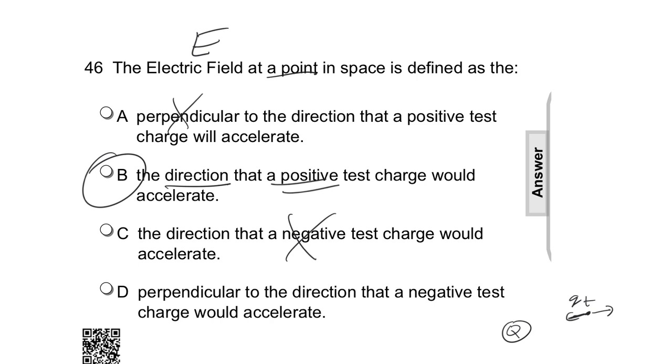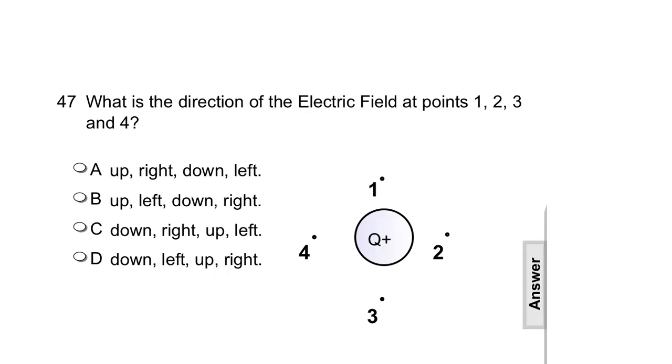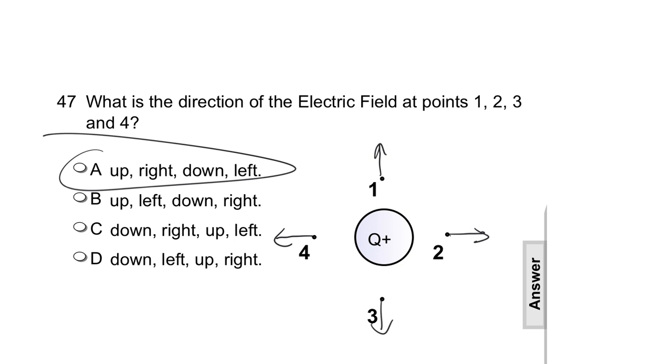So C would give you a backwards arrow to what the convention is. So skip that. Well, the test charge is always positive. So away from the field charge, which is a big Q. And all these arrows will be the same because they're all the same distance apart. So 1 up, right, down, left. Consecutively, respectively. 1 would be up, 2 would be right, 3 would be down, 4 would be to the left.